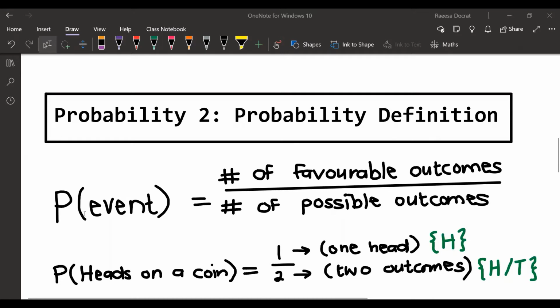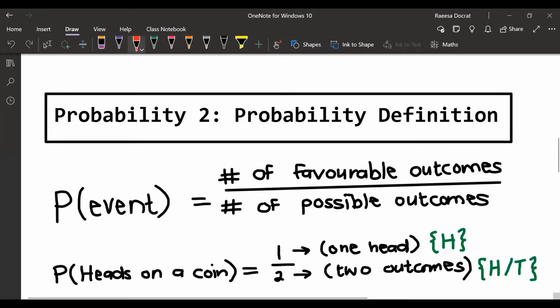So the definition of probability. If we have a particular event that we're interested in and we want to know the probability that it occurs, we look at the total number of favorable outcomes related to that event, and we divide it by the total number of possible outcomes.